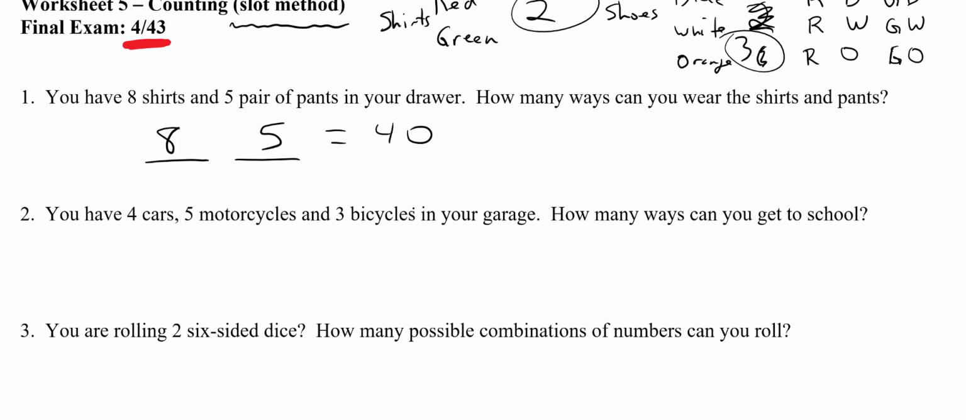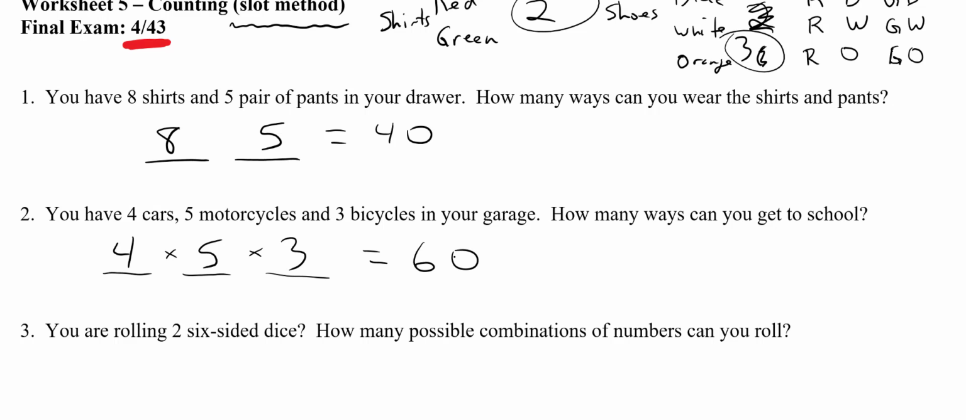Okay? Number 2, you've got 4 cars, 5 motorcycles, and 3 bicycles in your garage. Ooh. How many ways can you get to school? So, besides walking. Okay, so anyway, you're drawing 3 slots, because you can have 4 different cars. You can have a Toyota Corolla or a Honda Civic, which you all should know, or you can have a Ferrari, or you can have a Tesla. So there are 4 cars, 5 motorcycles, and 3 bicycles. And you're just putting it all in your calculator, guys, because you are multiplying these together. If you do that, you get 60.